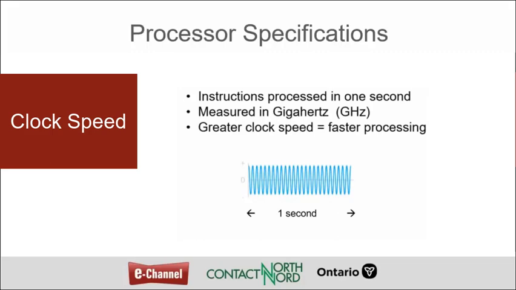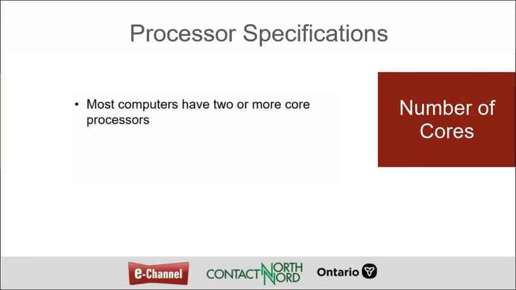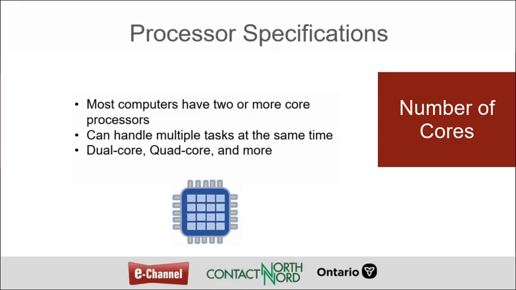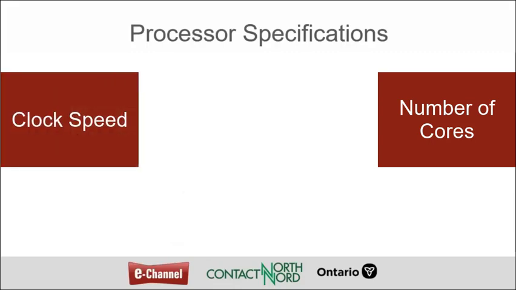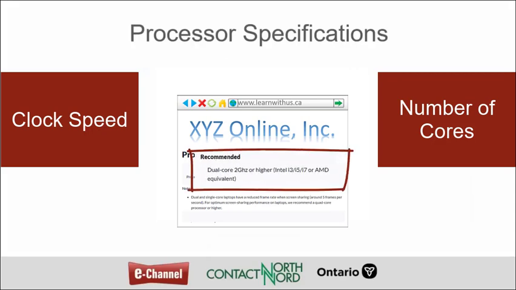Performance is also affected by the number of cores a CPU has. Most processors today are multi-core, which means that they are built with two or more processors in the CPU and can therefore handle more tasks at the same time. CPUs can be dual-core, handling two processes at the same time, quad-core, handling 4, 8-core, and even more. Computers with a high clock speed and a lot of cores can be quite expensive, so check the recommended processor requirements for the programs you will be running.